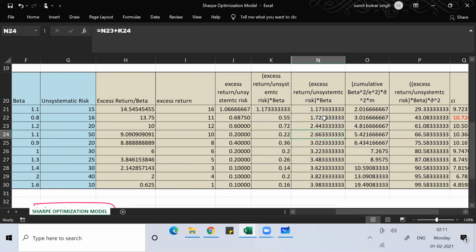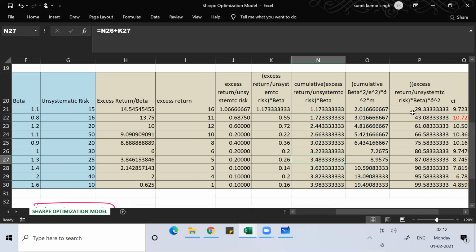So you have to find the cumulative of this value. You have to find the cumulative value of excess return into beta divided by unsystematic risk. That you have to find.